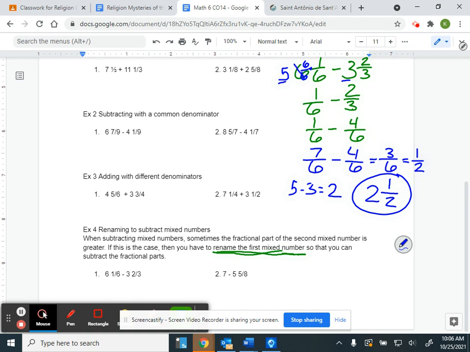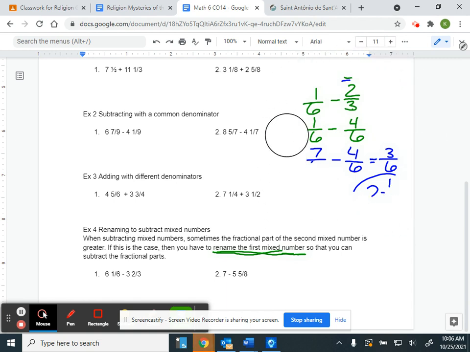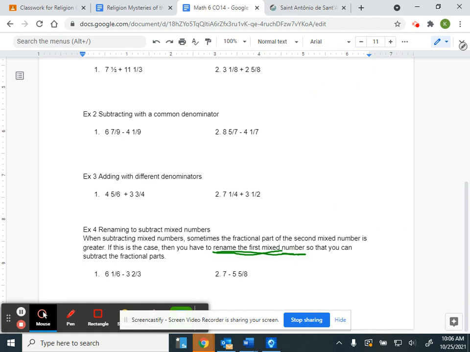So let's do another one to practice it. Let's do the next one. We have 7 minus 5 and 5/8. So first thing we do is our fractions. Can we do nothing minus 5/8? Is that something that we can do? No. So what do we have to do, Will?